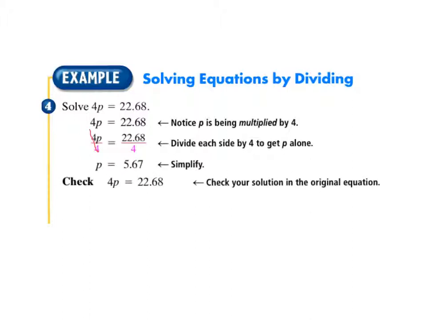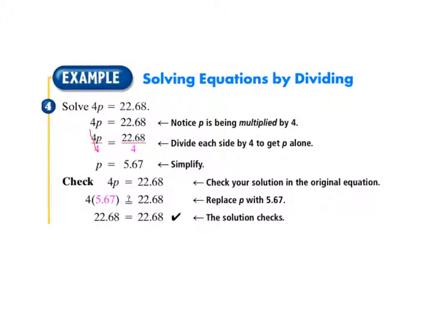So let's go back and check to be sure, because decimals can sometimes be tricky. If I take my original equation, replace the p with the 5.67 that we found, then I'm going to multiply 5.67 times 4. That does indeed get me 22.68, so my solution checks.